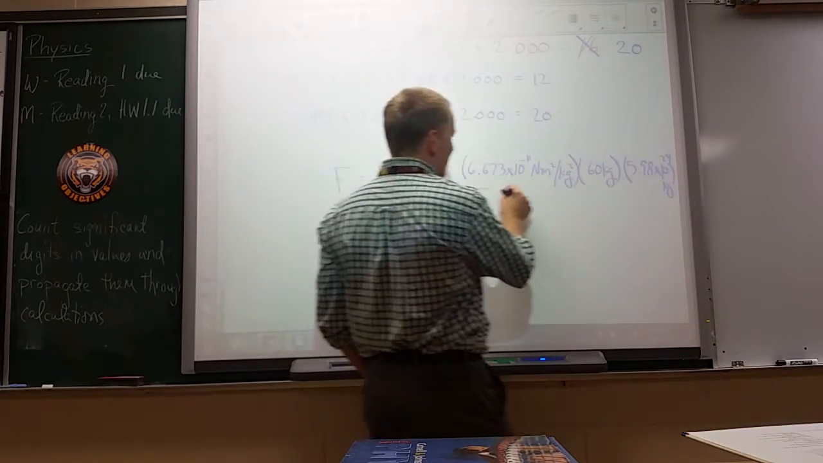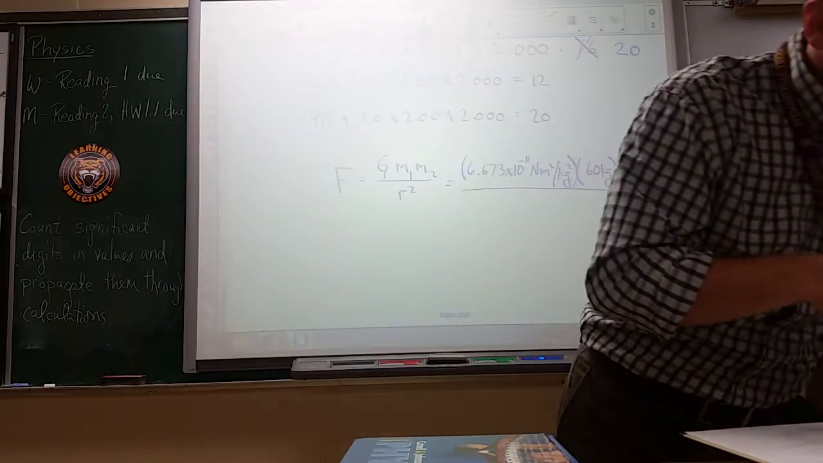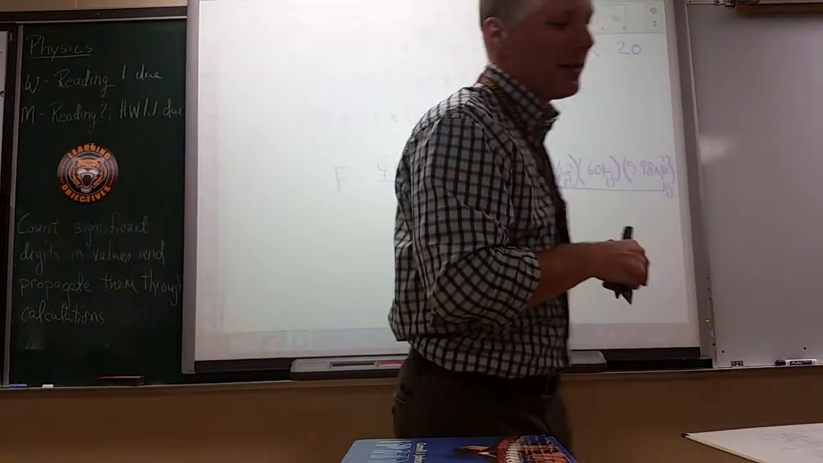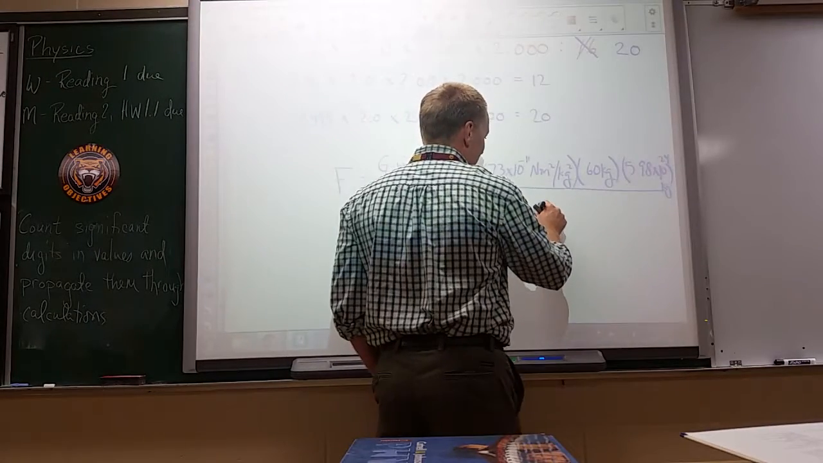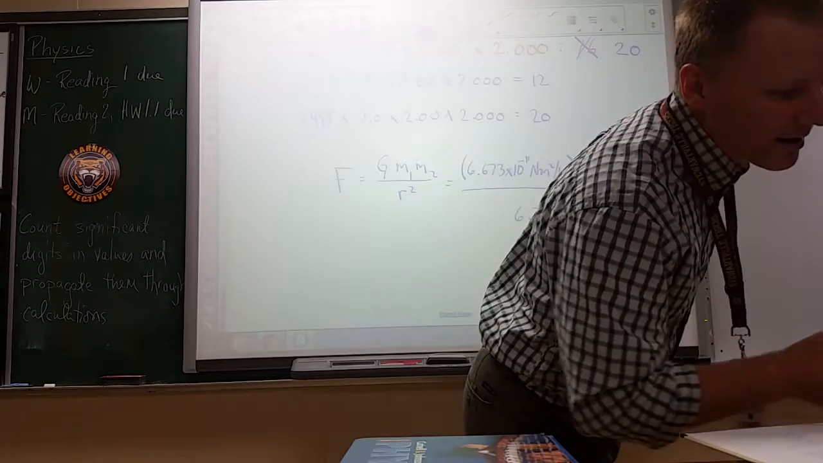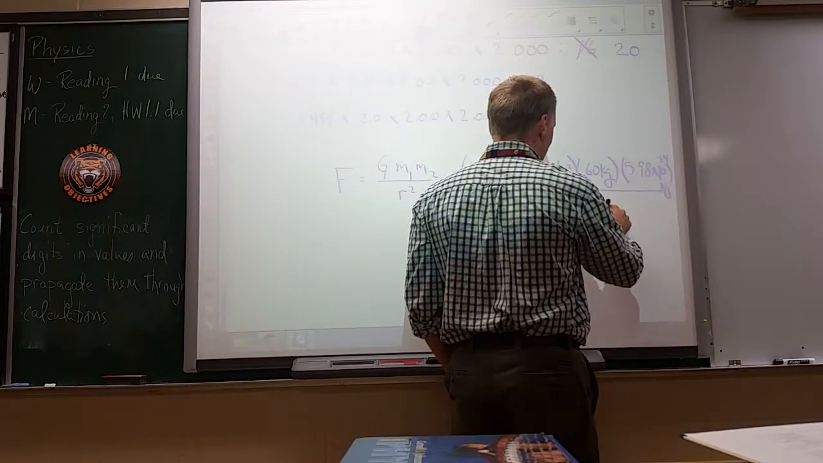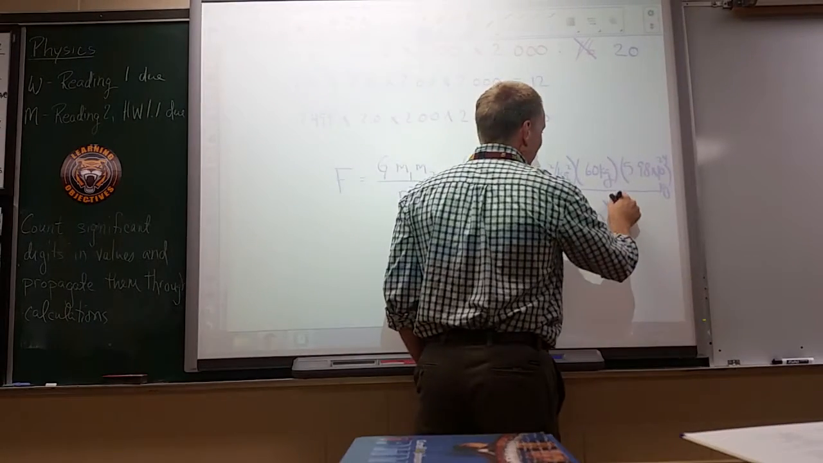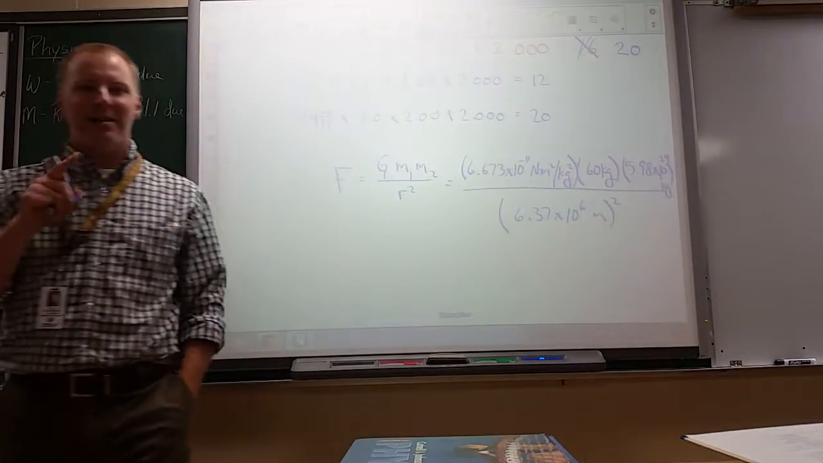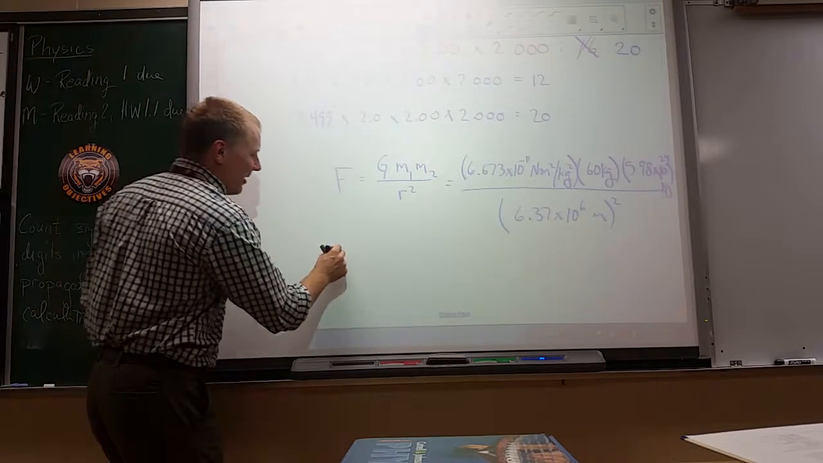And then the distance between you is actually the distance from you right now to the center of the Earth. It's about 6.37 times 10 to the 9, I think. Nope, 6 meters. And we square that. Let's, as practice with our calculators, all do this calculation.